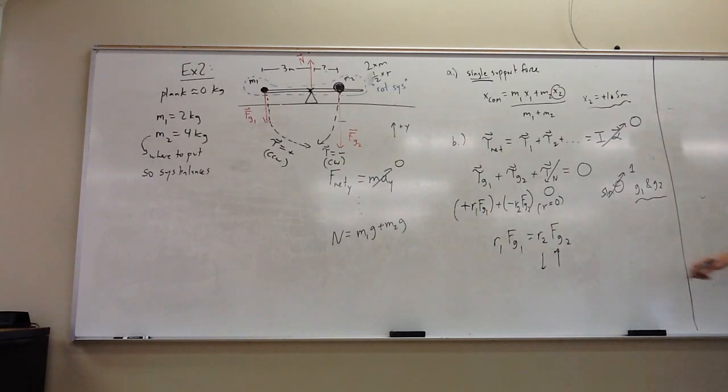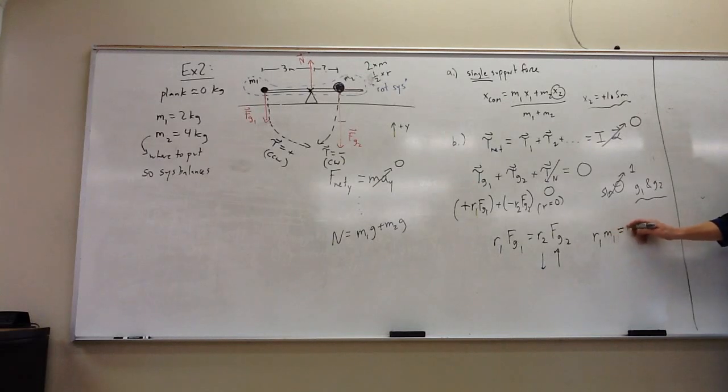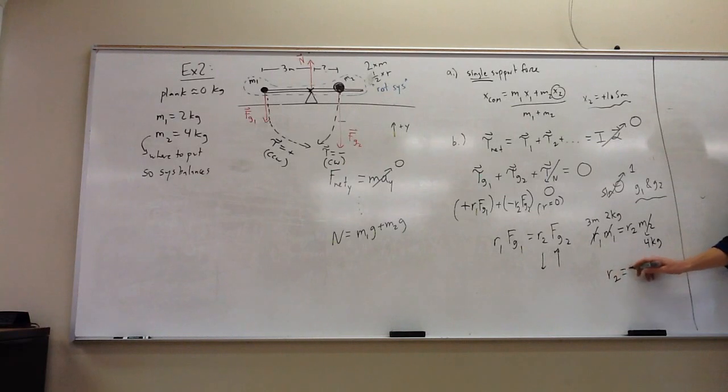So if you solve here, plugging in mg, you get that the product of your mass times your leverage has to be equal, and plugging in the values, we have a 3 meter leverage for a 2 kilogram mass. And then, since the other mass is twice as much, we can solve for r2 is 1.5 meters. And we get the same answer as the other approach.